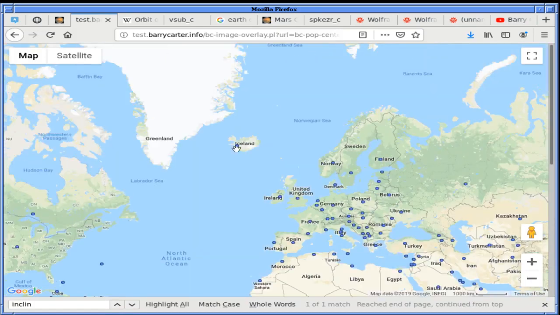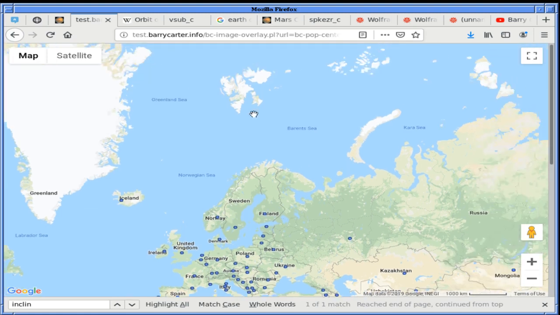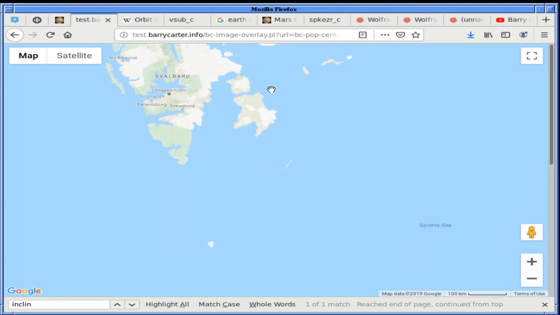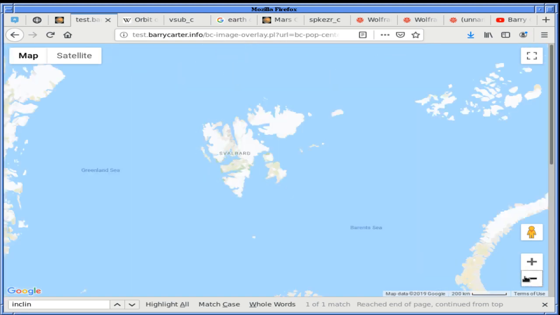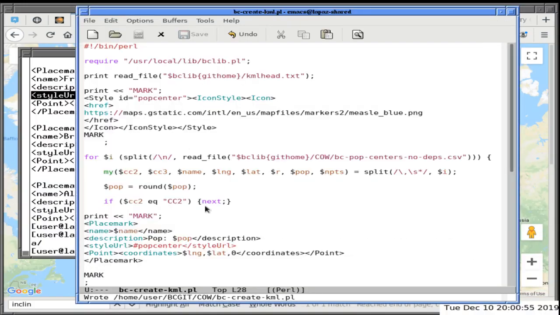So there's Iceland way, way up. And I'm kind of curious as to where the Svalbard and Jamaica are, or whatever. Yeah, it is. They are. This is where Longyearbyen, that's where it's going to be when I do the ones with no dependencies. So now let's quickly.